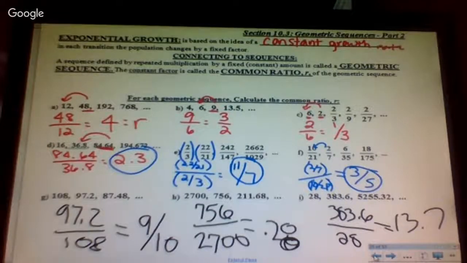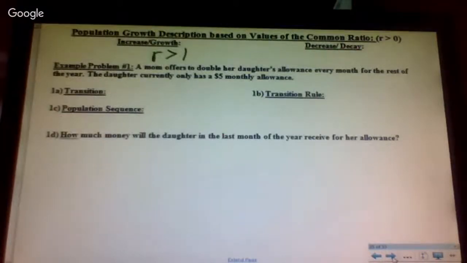Growing, decaying, because it's less than 1. Growing, growing, decaying, decaying, decaying, growing. Okay? Your R value tells you what's happening. So if we're increasing or growing, my R value is greater than 1. If we're decreasing or decaying, it's between 0 and 1. Your R value will never, ever be negative. Please do not make your R value negative. So it's less than 1 but greater than 0. It's a fraction or a decimal, basically.